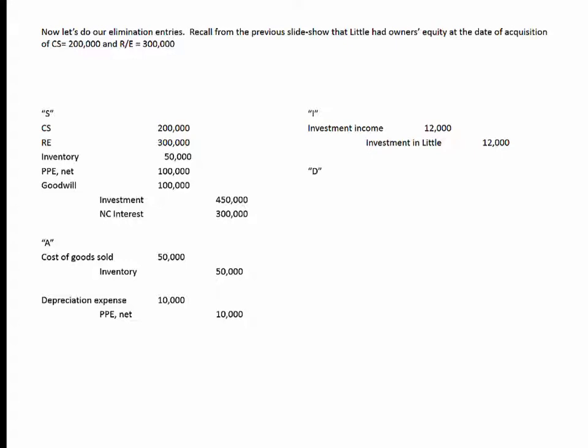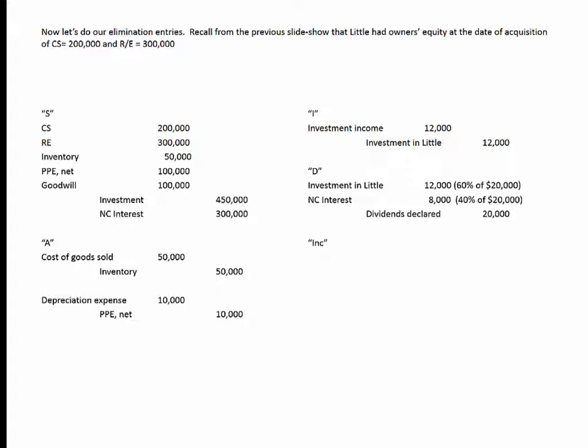D for dividends. The subsidiary paid dividends of $20,000, so we need to eliminate the subsidiary's dividends declared account, and again we're going to split that 60-40 between the investment and the non-controlling interest.